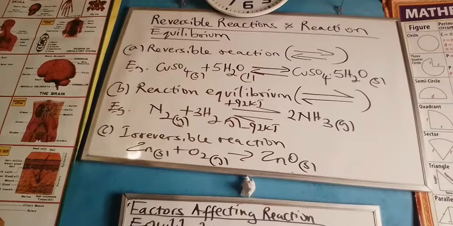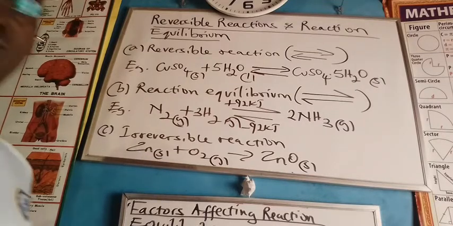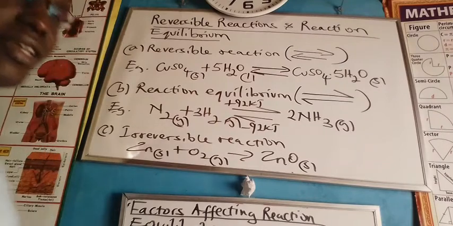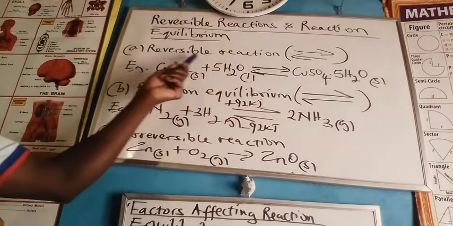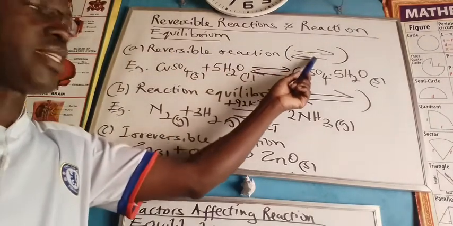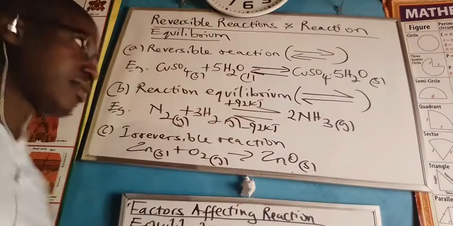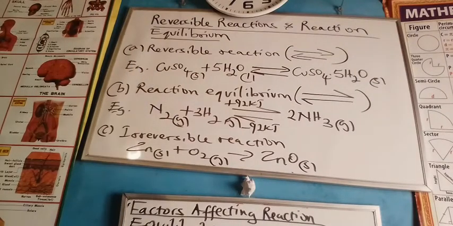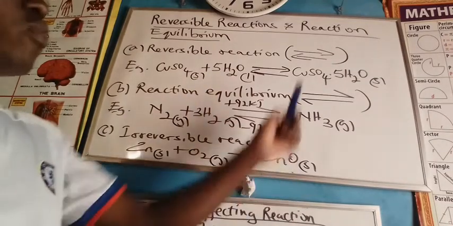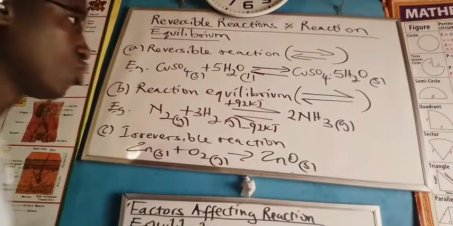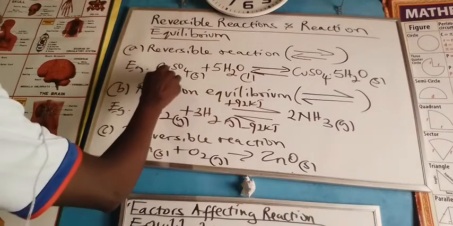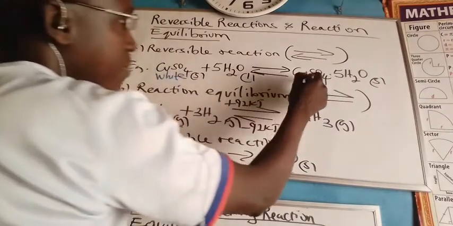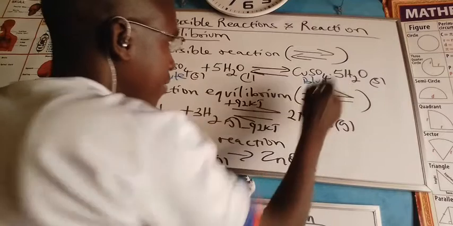When, however, the reaction is reversible, it means it goes in two principal directions, the forward and the backward. In that respect, a reversible reaction is represented by two opposite pointing full arrows. For example, the white anhydrous copper(II) sulfate combines with 5 molecules of water to form the blue hydrated copper(II) sulfate.